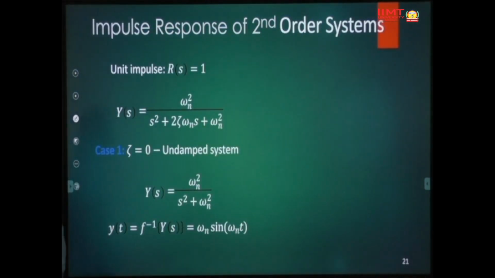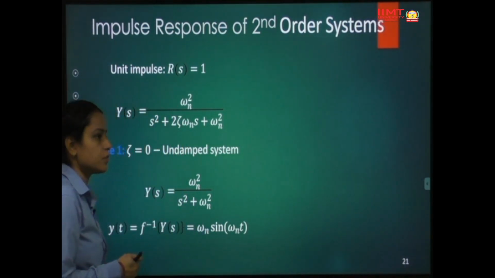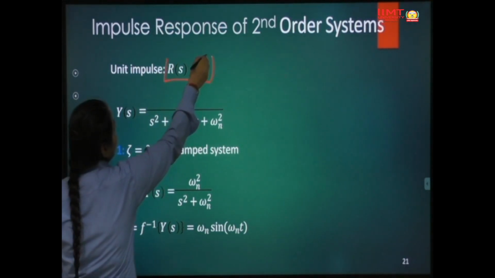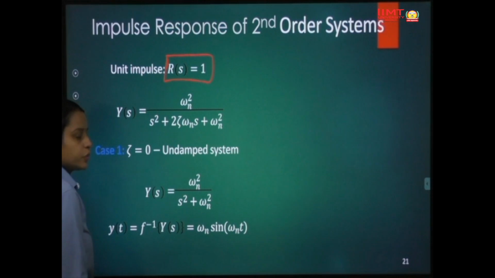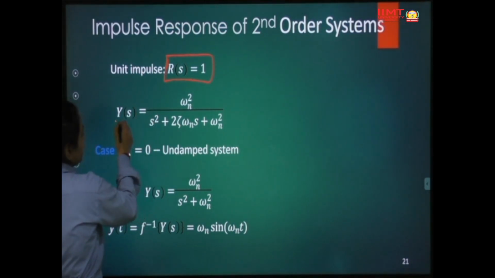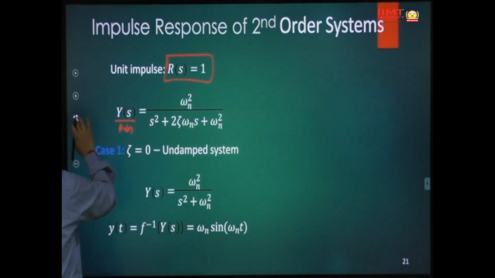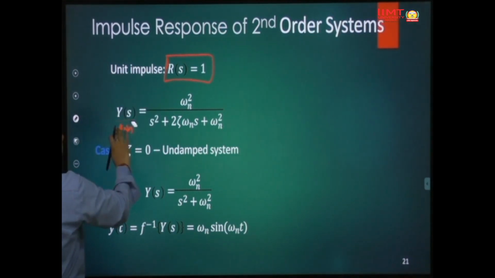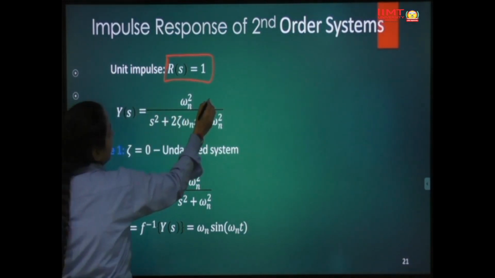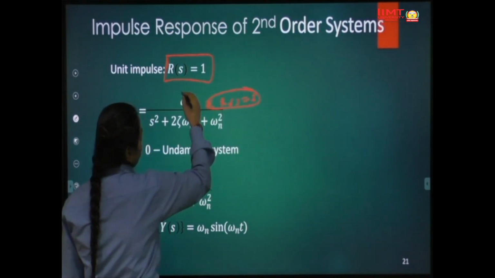So let's see the response of a second order system for standard inputs. The first one is for impulse input. As we already studied, the Laplace transform of impulse input is R(s) equal to 1. So from the equation we have Y(s)/R(s) equal to omega n square upon s square plus 2 zeta omega n s plus omega n square. If we put R(s) equal to 1 here, it becomes this same expression.